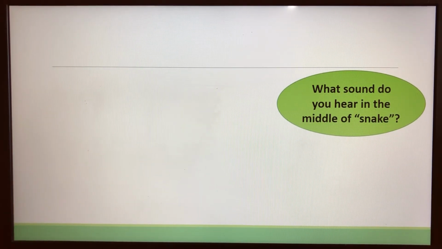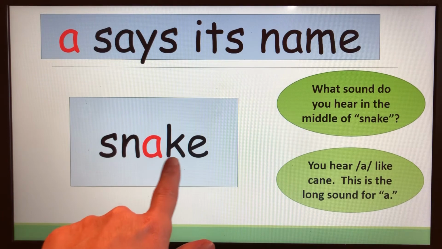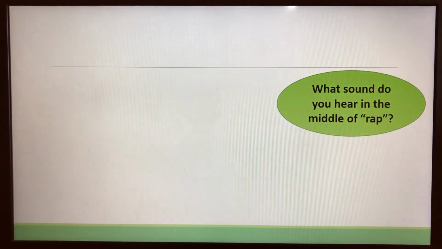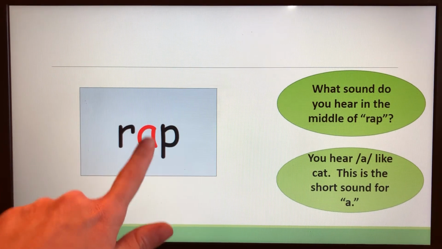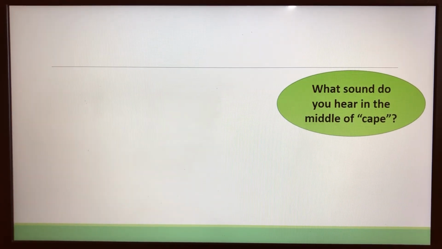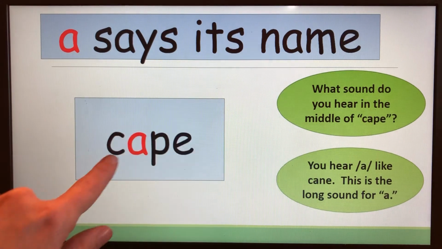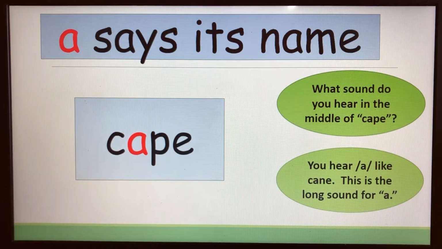What sound do you hear in the middle of the word snake? Snake. You're right, A. A says its name, snake. You hear the A sound. What sound do you hear in the word wrap? Wrap. You're right, ah, the short sound for A in the word wrap. What sound do you hear in the middle of the word cape? Cape. A. A says its name. You hear the long A sound in cape.